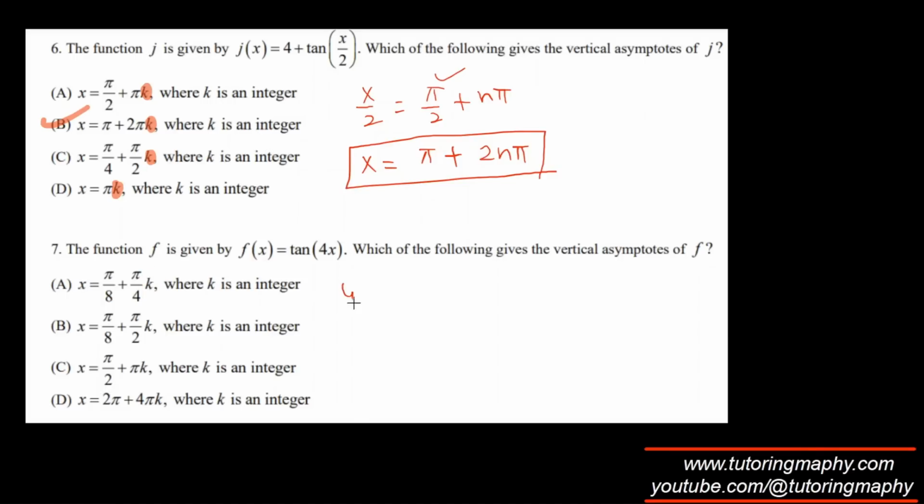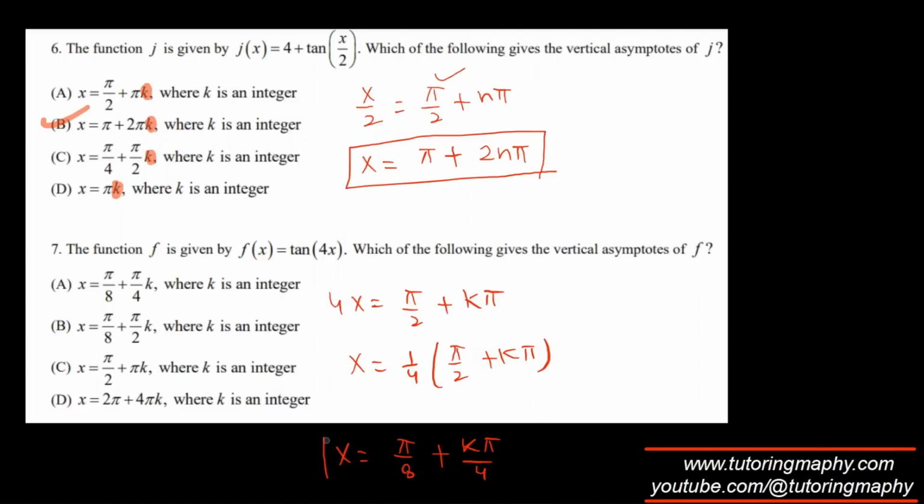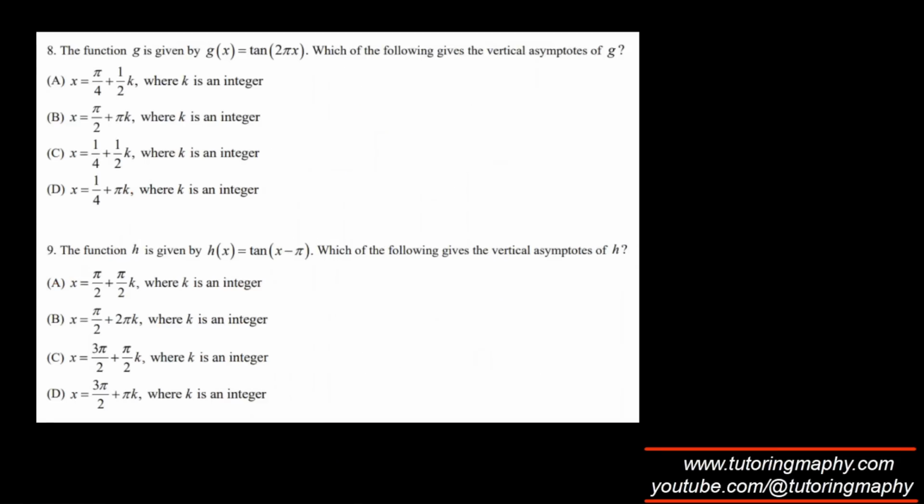Again, VA, so I'm going to say that 4x is equal to pi over 2 plus k pi. I'm going to divide both sides by 4, so it will look like 1/4 of pi over 2 plus k pi. Obviously, I want to distribute the 1 over 4, so x will be equal to pi over 8 plus k pi over 4, which looks like option A.